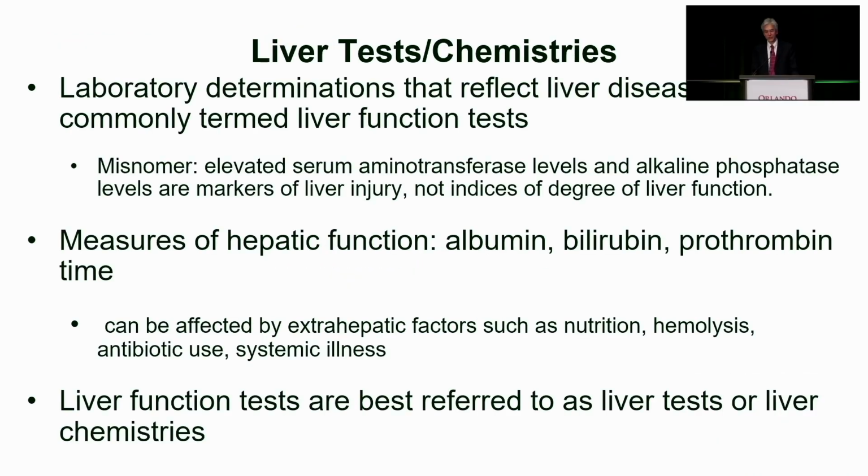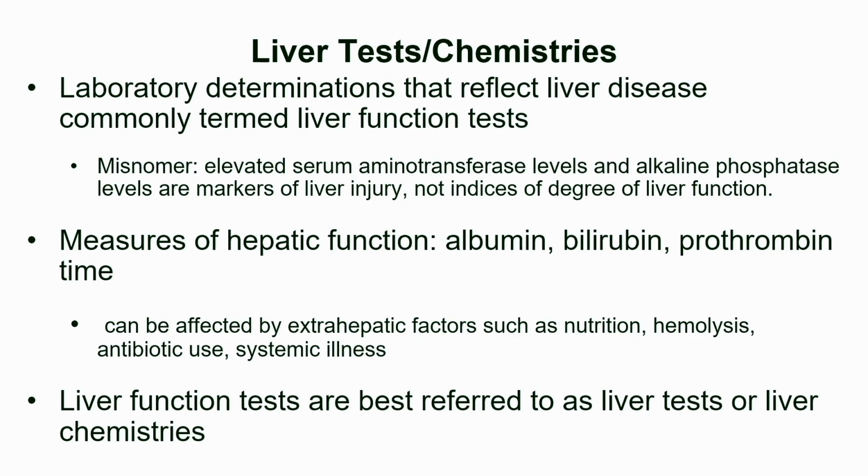We're going to talk for the first 15 minutes or so about how we evaluate abnormal liver tests, which has been something we've seen quite frequently now, particularly over the past 2 years. As a foundational statement, liver tests or liver chemistries have historically been called liver function tests, but this is actually a misnomer. We typically see elevated aminotransferase levels or alkaline phosphatase levels, and these are markers of liver injury, not indices or degree of liver function. We do have liver tests that do reflect liver function. These are the albumin, bilirubin, prothrombin time. And just remember that these sometimes are affected by extrahepatic factors.